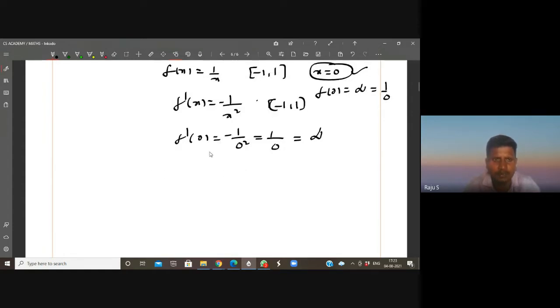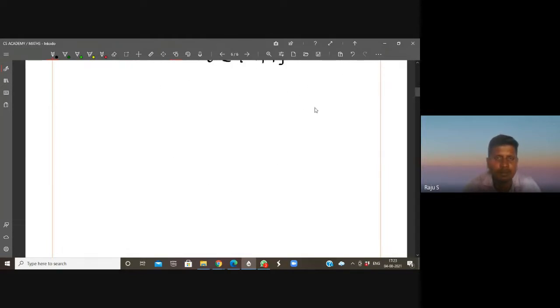Critical point does not exist. F dash of x does not exist at 0. 0 clearly belongs to minus 1 to 1. Instead of minus 1 to 1, if they give 1 comma 2, now in this case there is no critical point because 0 does not belong to this interval. Like that you have to remember. Critical point means f dash of x does not exist at that point.